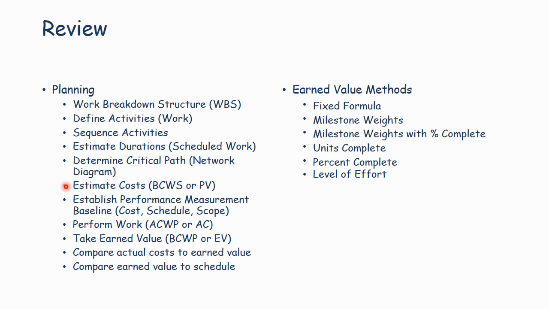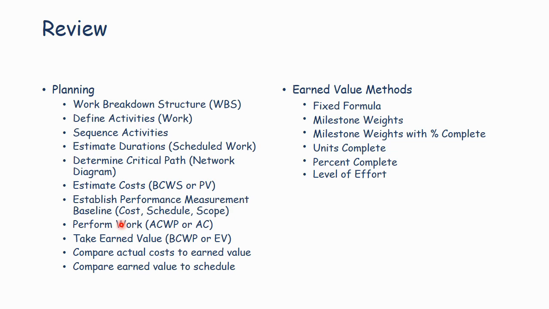Then you estimate cost, and this is where you define the budgeted cost of work scheduled or the planned value. You assign a cost to each of the activities or the tasks that are in your schedule, and because you had sequenced them and because you had estimated durations, when you estimate costs this way, you get a time-phased budget. So the budgeted costs are phased over a schedule, and it becomes budgeted cost of work scheduled.